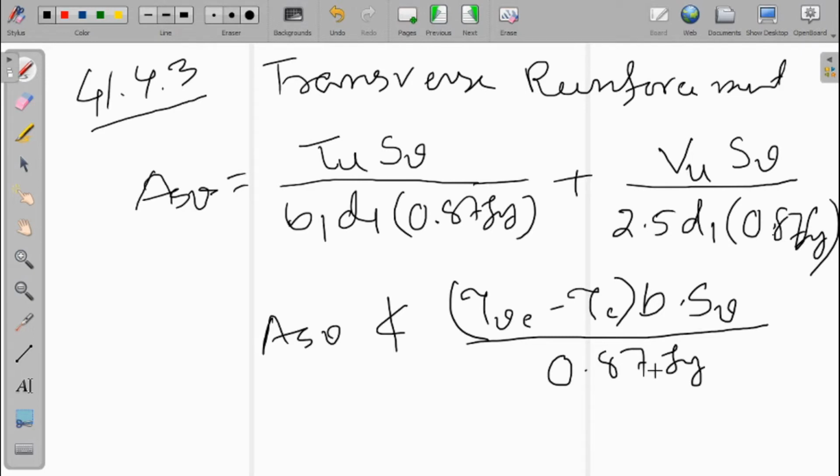Now let us see what exactly it is saying. What is the meaning of the symbols? First of all, Tu we already know is the torsional moment, Vu is the shear force, and Sv is the spacing of the stirrup reinforcement. Whatever reinforcement we are providing as transverse reinforcement, we have to know the spacing between them. b1 is the center to center distance between corner bars in the direction of the width. Let us see what that b1 is.